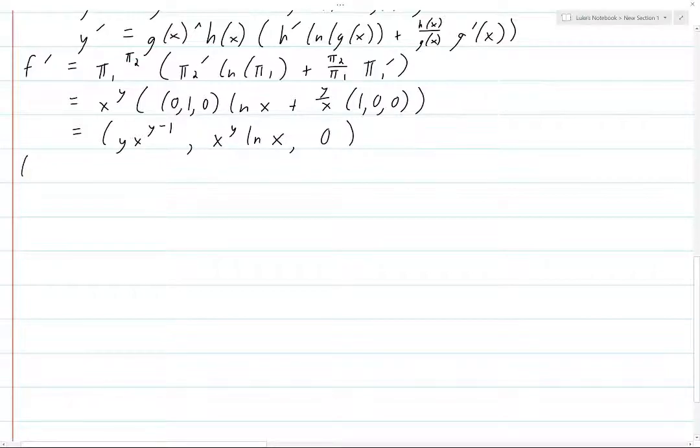Okay, so now we move on to B. So let's see here. So this is f of x, y, z. I should have written these down beforehand. So this is going to be x to the y, z.